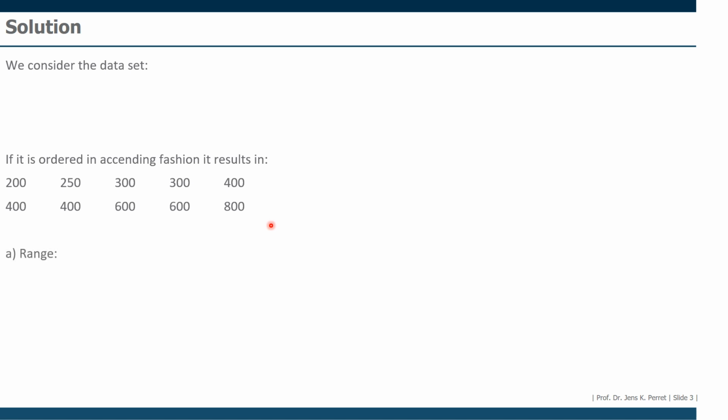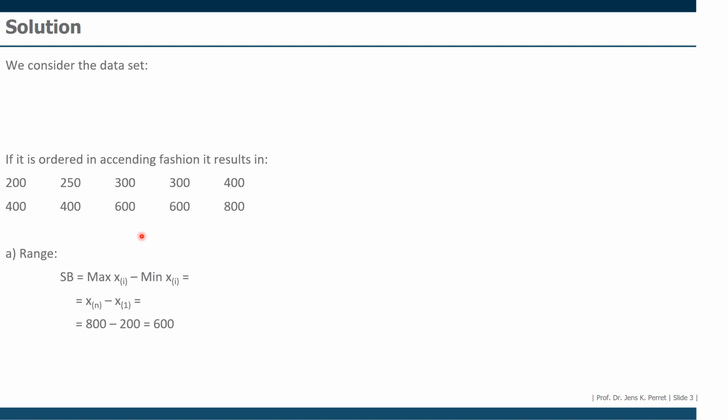However, I want to calculate the range first, and the range is nothing else than the difference between maximum and minimum, or last and first value of this ordered data set. So here I can simply get first and last value giving me 800 and 200, so I have a range of 600. I'm already finished with part A.